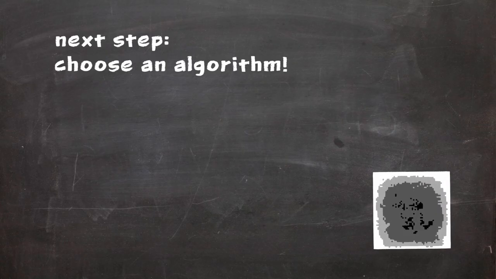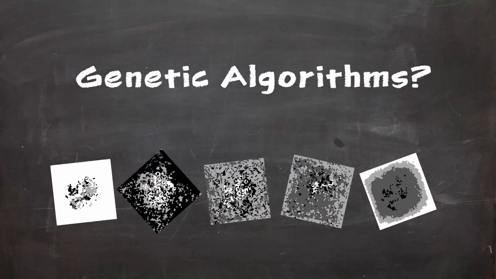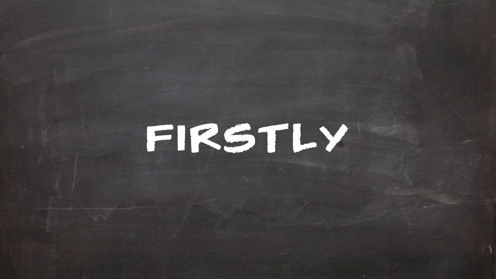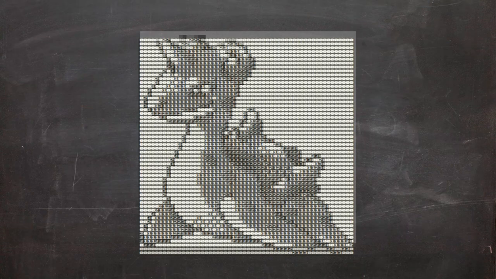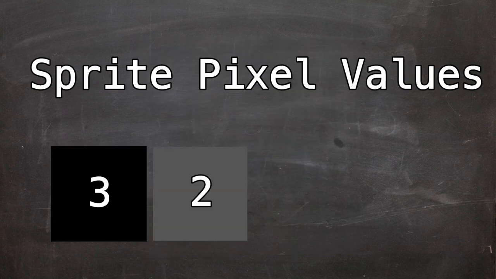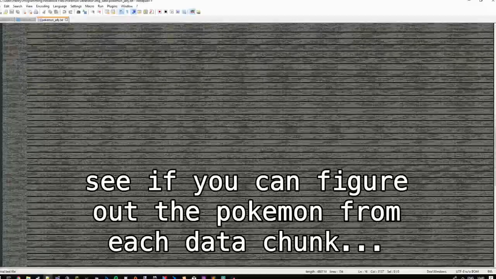My next step was to try and find an algorithm that would suit the problem I was trying to solve. I finally came to an algorithm that produced some results that I actually liked. Firstly, I took all 154 Pokemon sprites from Pokemon Blue and converted all the images to integer values representing black, dark grey, light grey, and white. And then I put all of them into one file, separating each of them with a new line character.